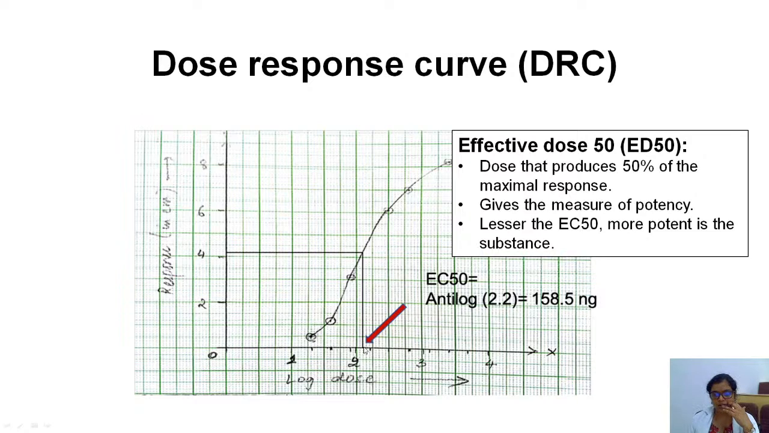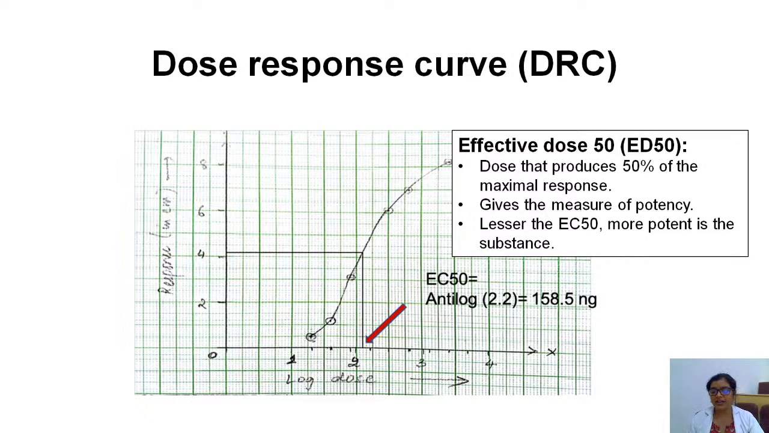The maximal response was at 8.2. So 50% of that is 4.1. Here, what concentration produces this response? You can plot it on the graph. It is 2.2. This is the log of the actual dose, so you have to calculate the anti-log of this. It will be 158.5 nanogram. So that will be the EC50 of this particular substance.